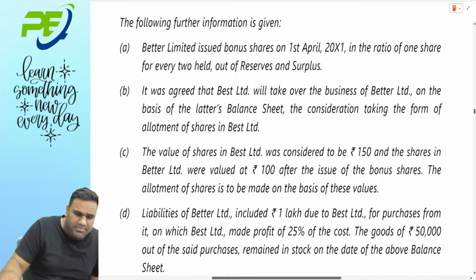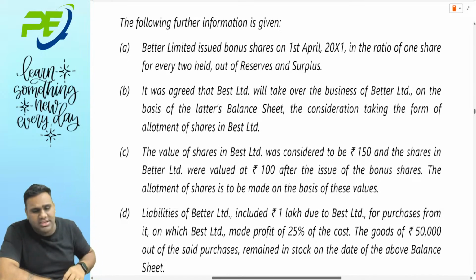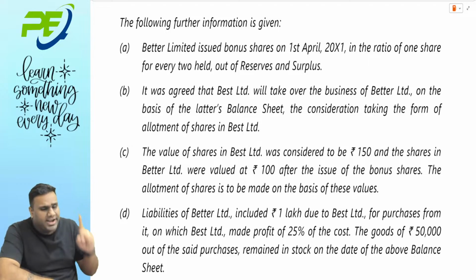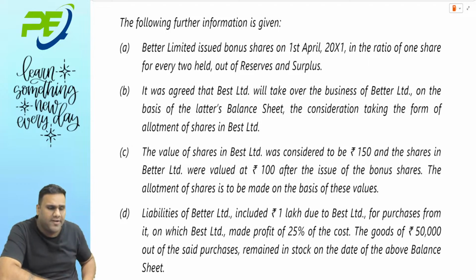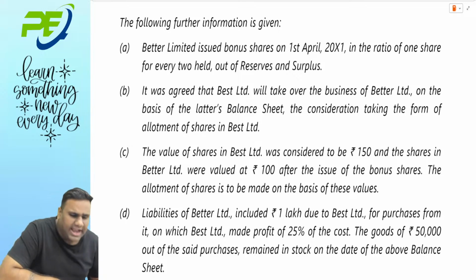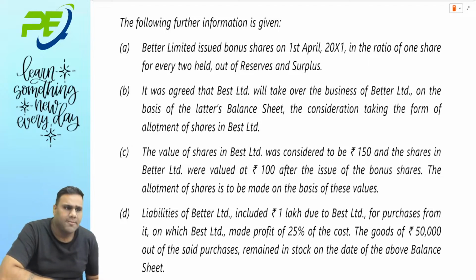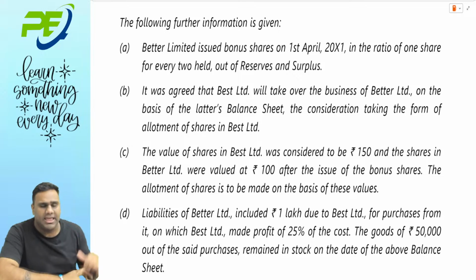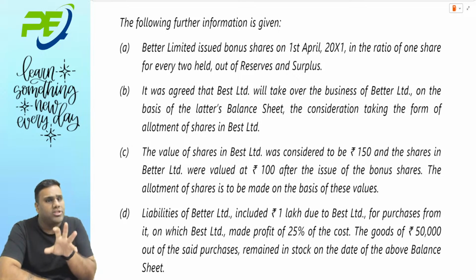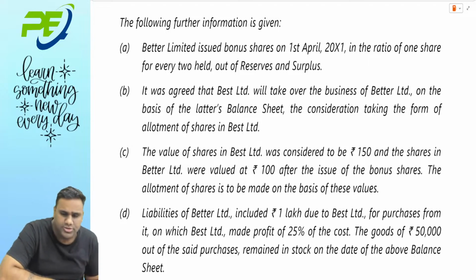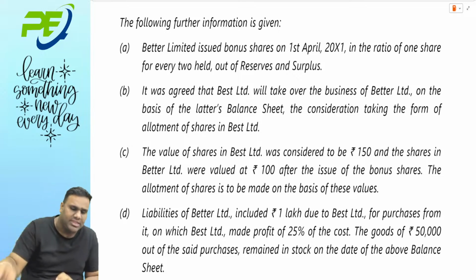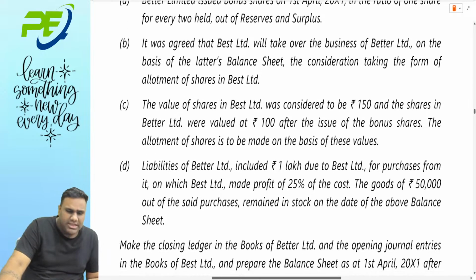Further information is given. Better Limited issued bonus shares on 1st April in the ratio 1 share for every 2 shares held, out of reserves and surplus. It was agreed that Best Limited will take over the business of Better Limited. So Best Limited is the purchasing company and Better Limited is the selling company. Before they sold their company, they went for bonus issue. On the basis of the latter balance sheet, the consideration is taking the form of allotment of shares in Best Limited. The value of shares in Best was considered to be 150 and shares in Better were valued at 100 after the issue of bonus shares.